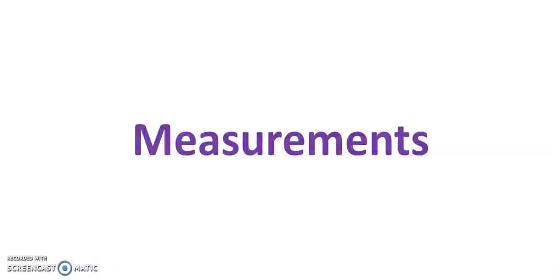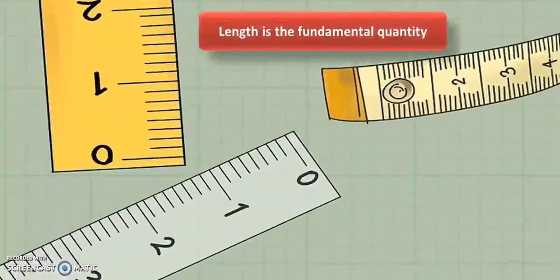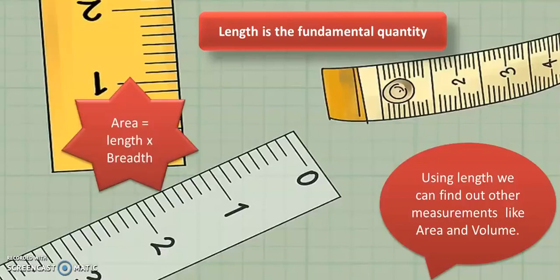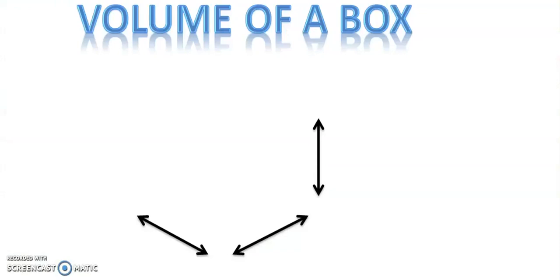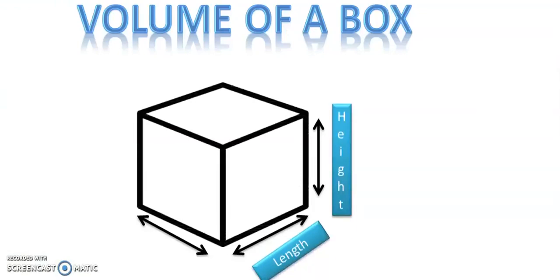Measurements. Length is a fundamental quantity. Using length, we can find out other measurements like area and volume. Area is obtained by using two lengths, so area is equal to length into breadth. Volume is a derived quantity and it can be measured from measuring lengths.